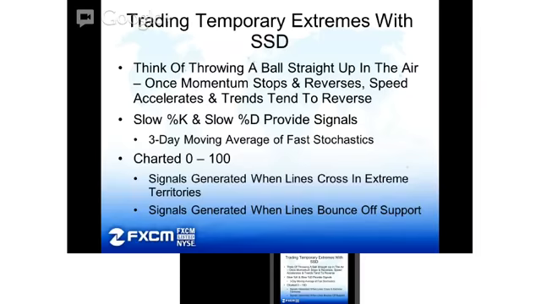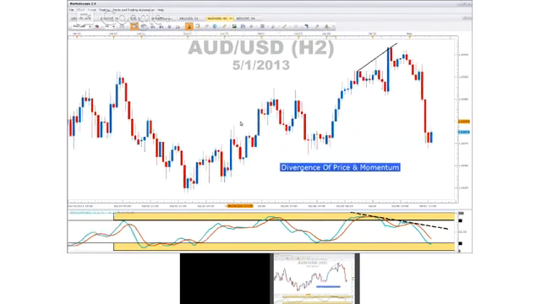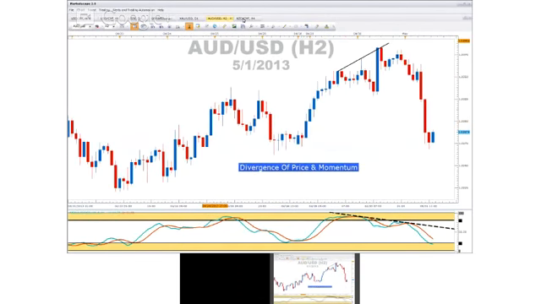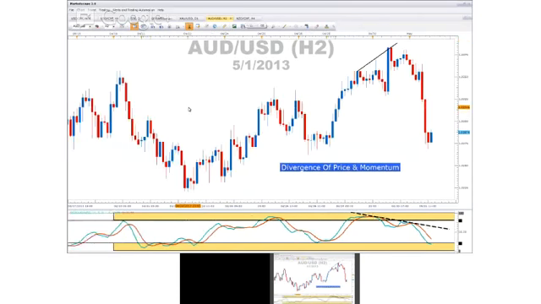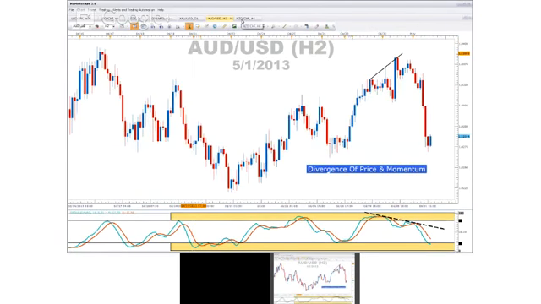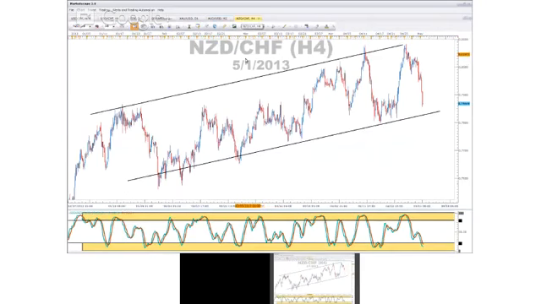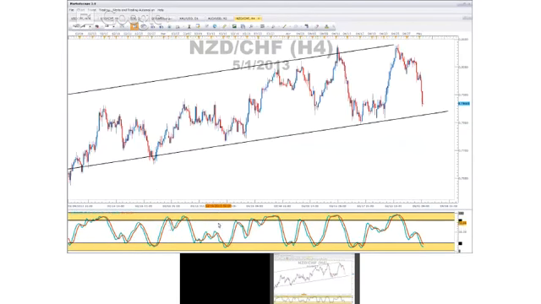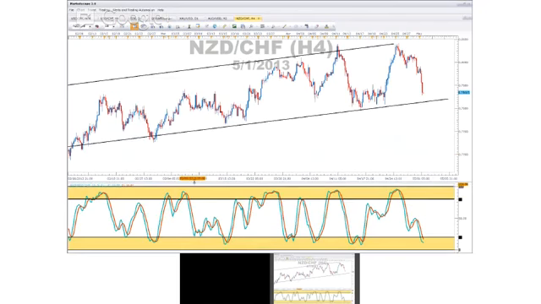Let me pull up the chart here. So here we have a stochastic on Aussie dollar, and this is another currency pair that not a lot of people trade, but I think it gives a lot of good signals. So here is a rising channel in Kiwi Swiss. You see here, down below we have stochastics and we have this rising channel.